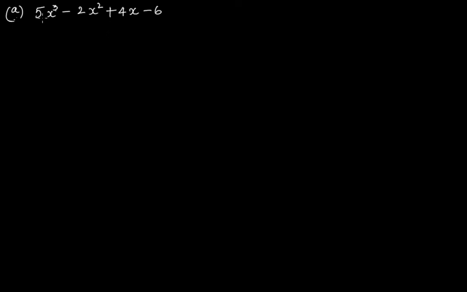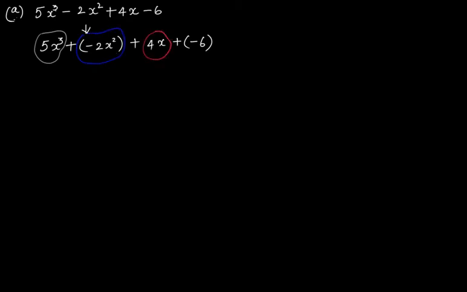Now we have this algebraic expression 5x cubed minus 2x squared plus 4x minus 6. We can write this as 5x cubed within the bracket, plus within the bracket minus 2x squared, plus 4x, plus within the bracket minus 6. Now we have four terms here. This is the first term, this is the second term, this is the third term, and this is the fourth term. So we have a total of four terms here.